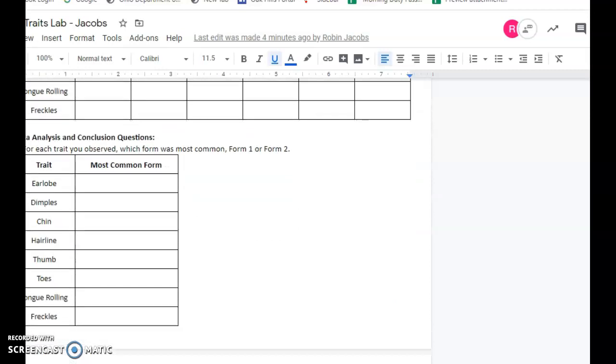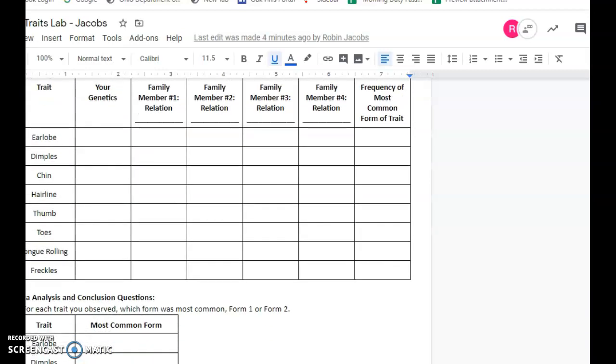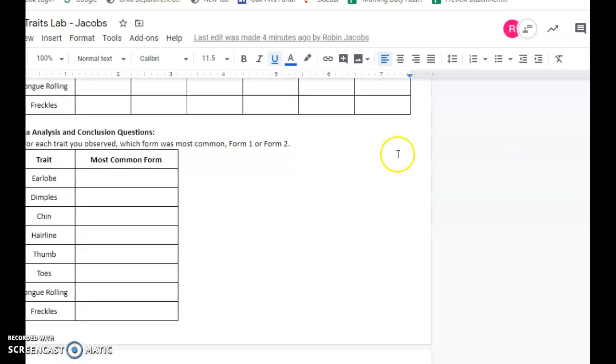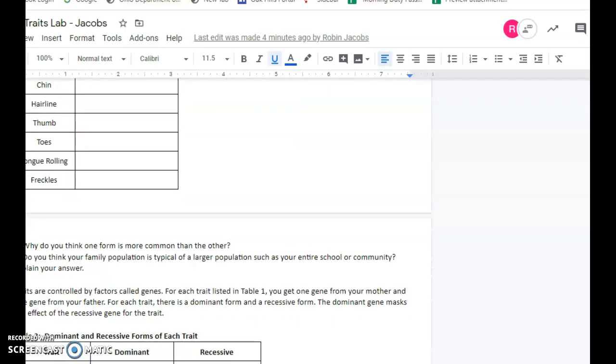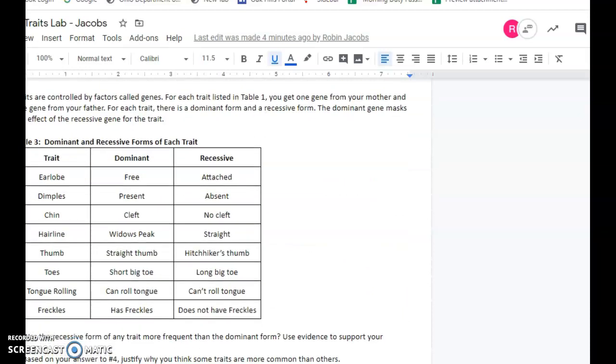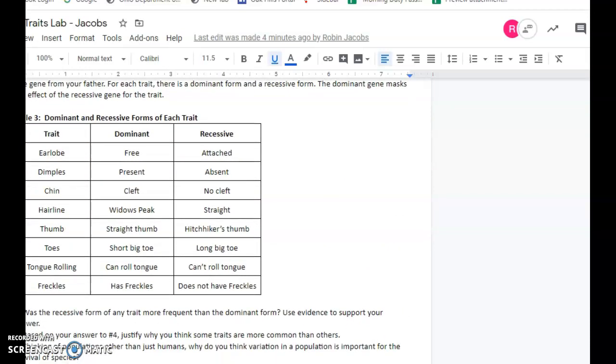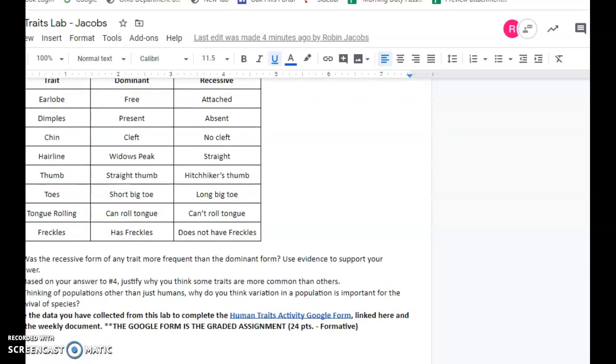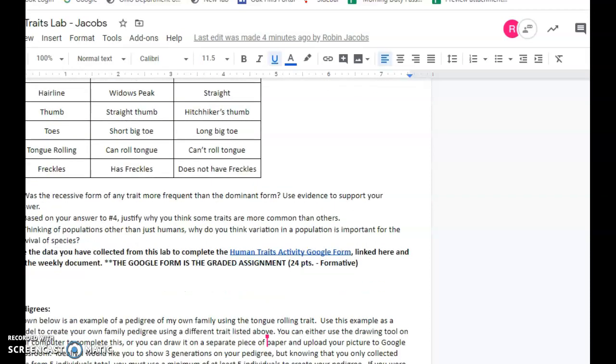All right, then you figure out for the people you chose, and with you, what's the most common form. Keep in mind things that are dominant aren't necessarily the most common. So you may not see that, even though you would think it is. It does not work that way.